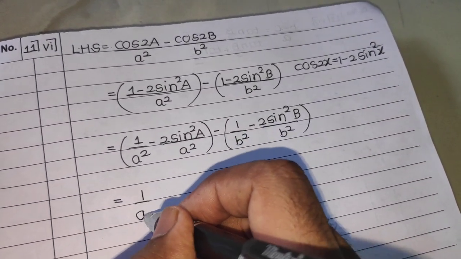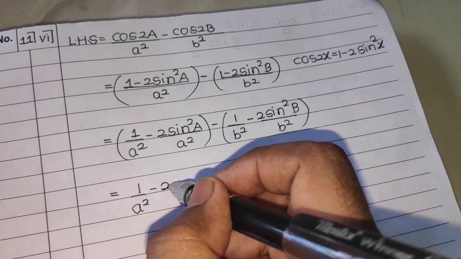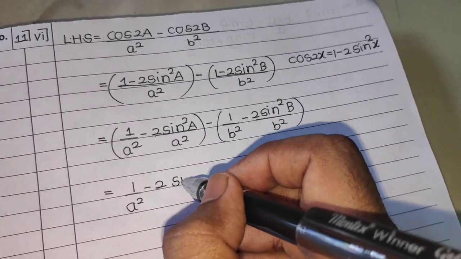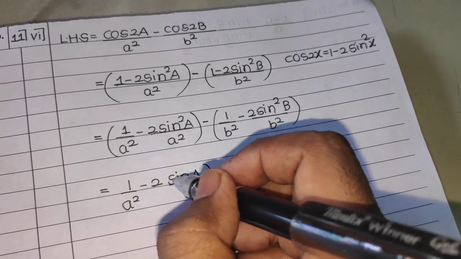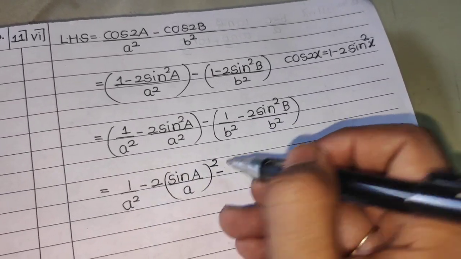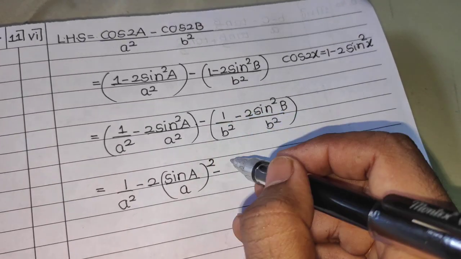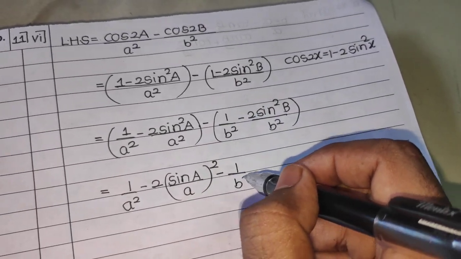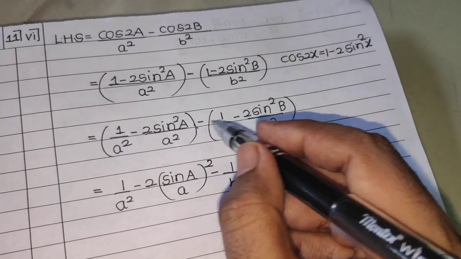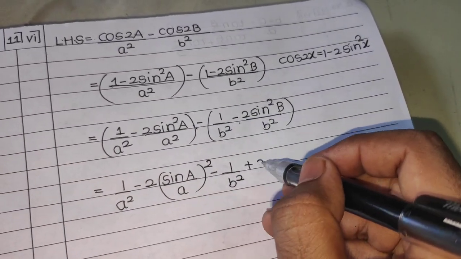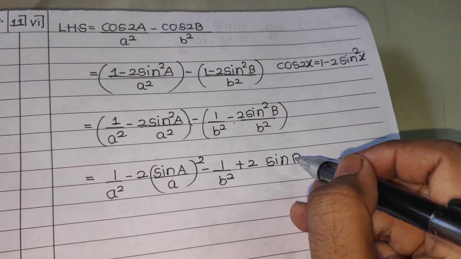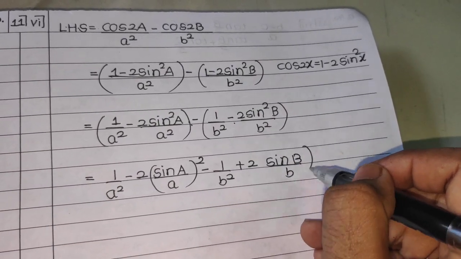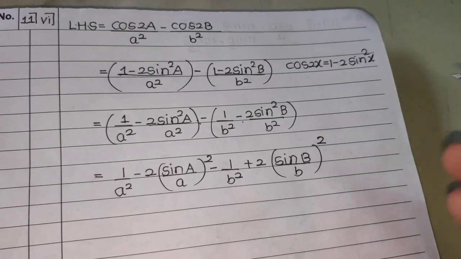So this is 1 upon a square minus 2 times sin a upon a, the whole square, minus of 1 upon b square. Now minus of minus will be plus, that is 2 times sin b upon b, the whole square.